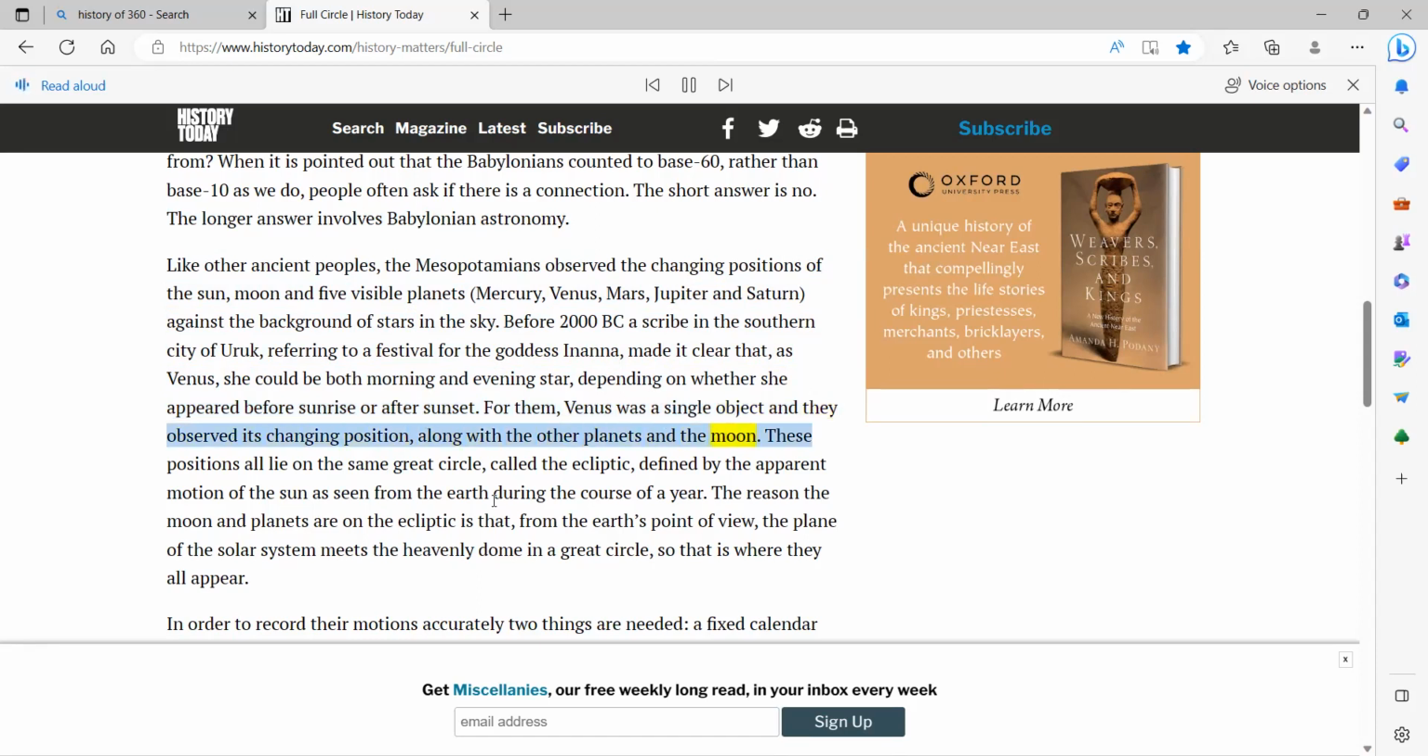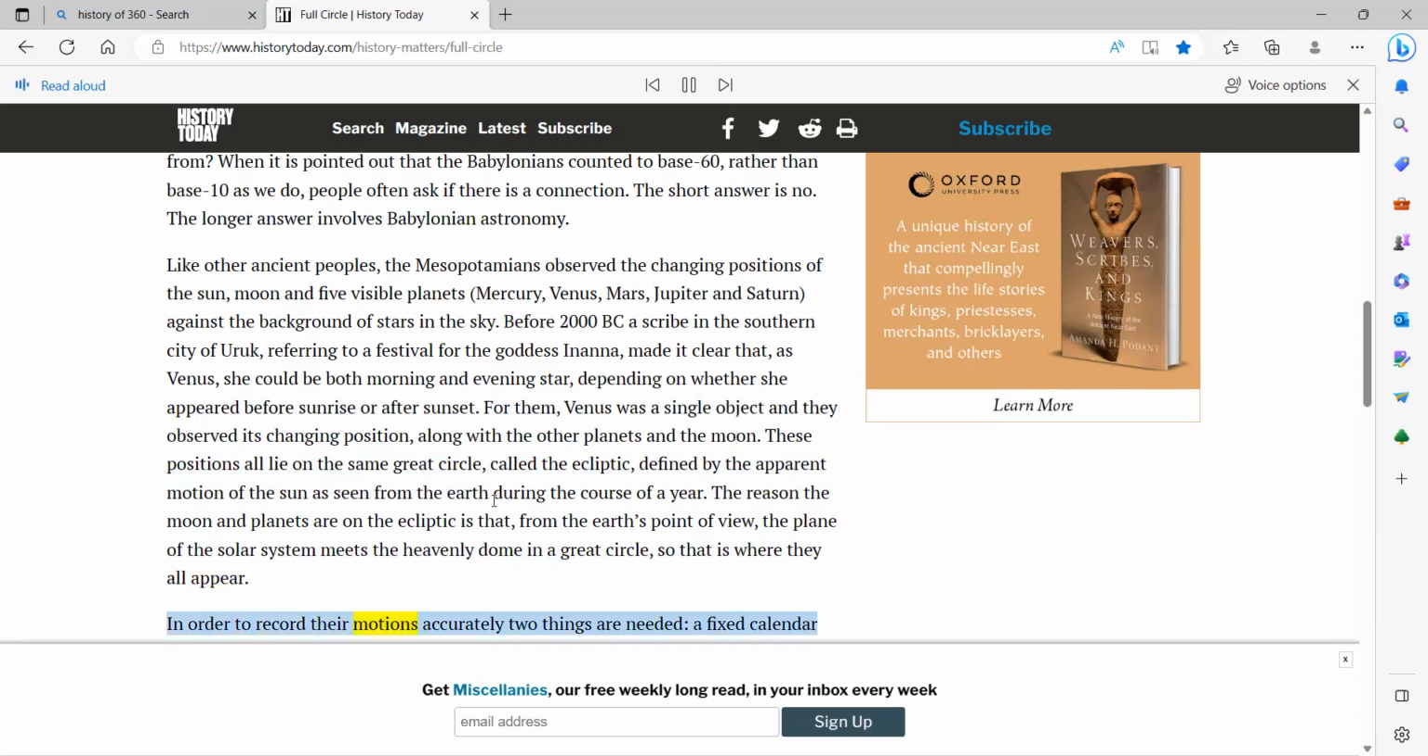For them, Venus was a single object, and they observed its changing position, along with the other planets and the moon. These positions all lie on the same great circle, called the ecliptic, defined by the apparent motion of the sun as seen from the Earth during the course of a year. The reason the moon and planets are on the ecliptic is that, from the Earth's point of view, the plane of the solar system meets the heavenly dome in a great circle, so that is where they all appear.